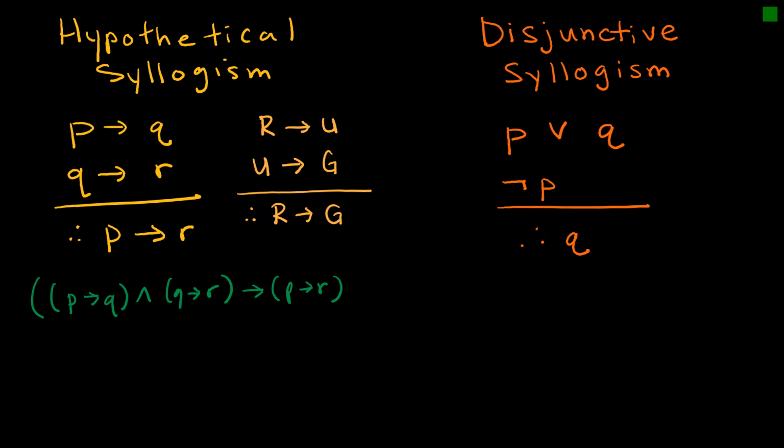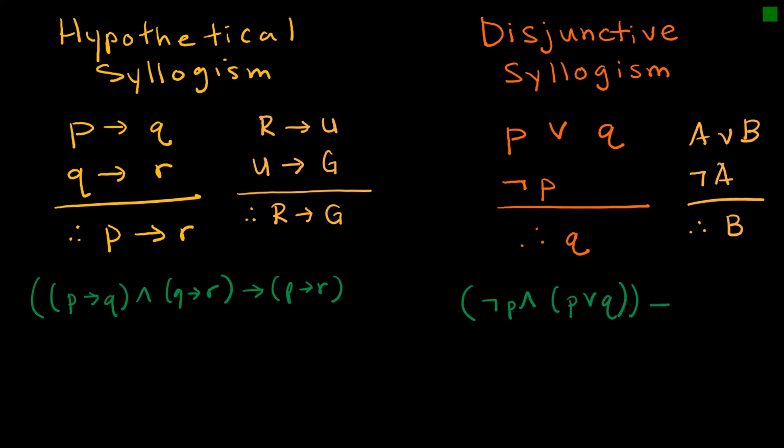So I'm either going to eat an apple or a banana, and I didn't eat an apple. Therefore, I ate a banana. So that's what the disjunctive syllogism is all about. And again, we can always write that as the corresponding tautology that says not P and P or Q implies Q.